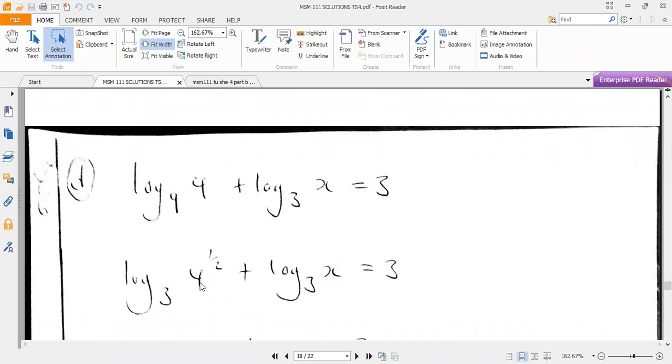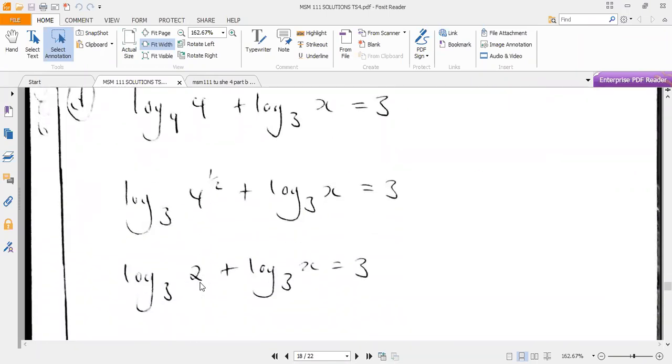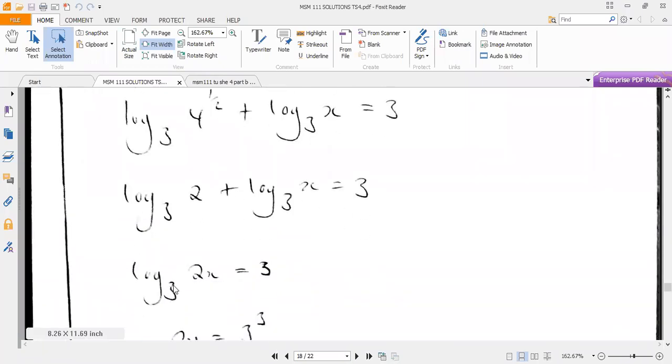Now what do you do next? We know that 4 to the half is simply 2, because the square root of 4 is 2. So we have log base 3 of 2 plus log base 3 of x equals 3. Using that principle again, we're adding the logs of the same base. So it simply tells us that we should multiply these two arguments. When you multiply the two arguments, you have log base 3 of 2 times x. There's a 2, there's an x. So we're multiplying the arguments.